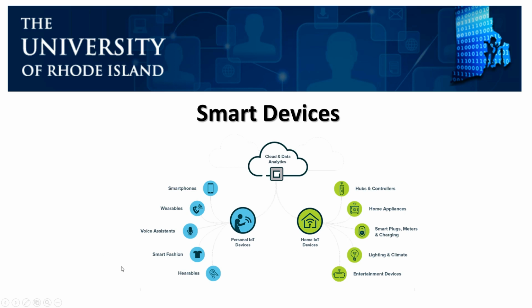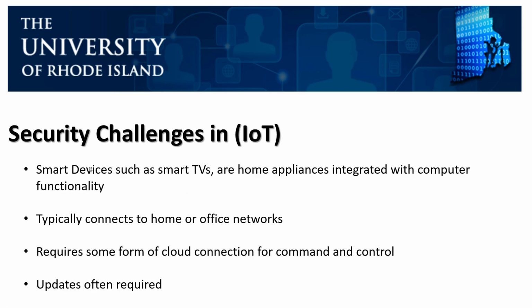You have smart fashion wear now. I don't own any of those. Your hearable smart wear, and all the capabilities that exist in your home, from lighting to entertainment devices to smart chargers, etc. So what are some security challenges that we are going to face with these smart devices?